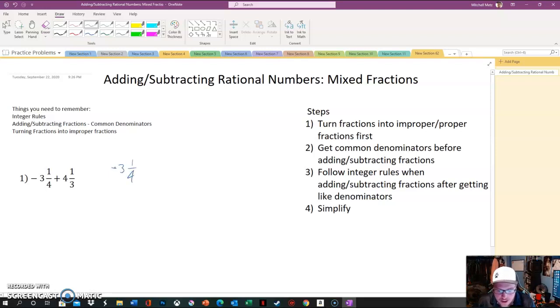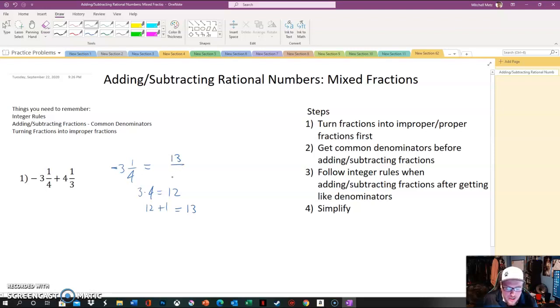Now, you can ignore the sign when you're doing this part. You don't need to worry about the sign in this case. You're going to have to keep it at the end, but it doesn't affect the math at this point. So when we're turning this into an improper fraction, I have to take the whole number part and the denominator and multiply them. So I'm going to do 3 times 4, which will be 12, and then I'm going to add that to the top number, which will be 12 plus 1, which will then be 13. You add the numerator to this number that you just got.